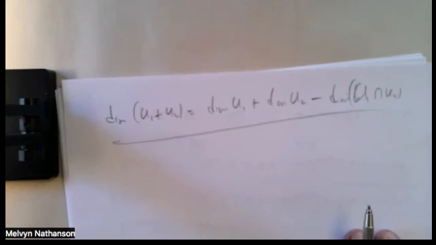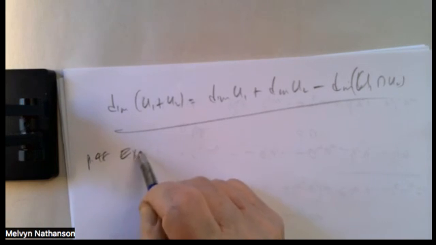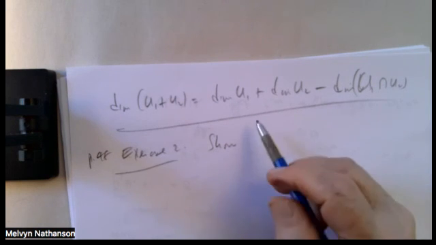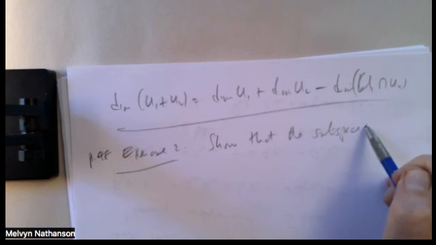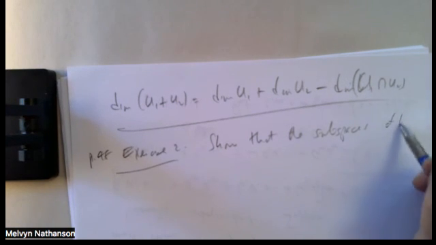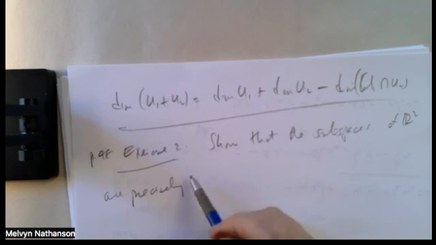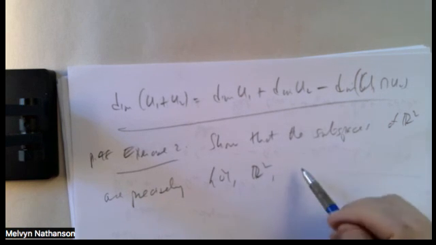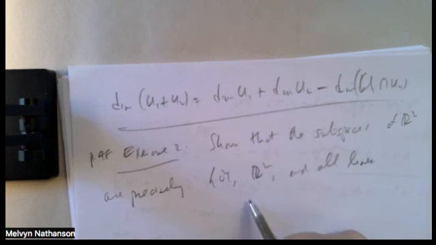Let me just do one of the exercises. This is on page 48. Exercise 2 says show that the subspaces of R2 are precisely 0, R2, and all lines through the origin.